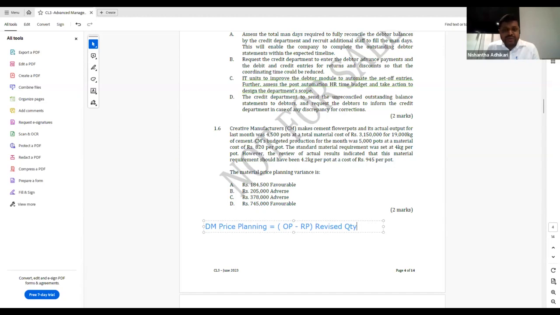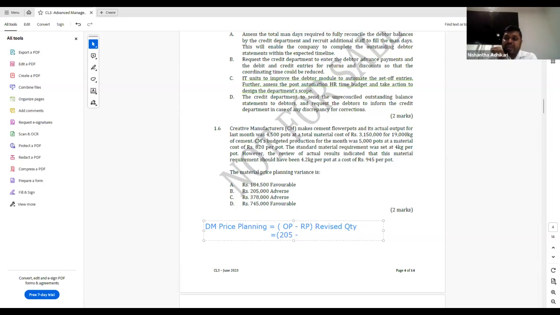For the material cost of 820, 4 kilogram per pot. That means the material cost per pot is 820, but it requires 4 kilogram of material. Therefore, if you divide 820 by 4, it should be 205. Original price is 205.